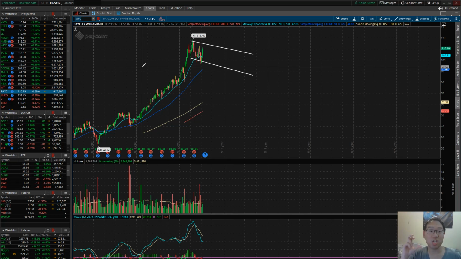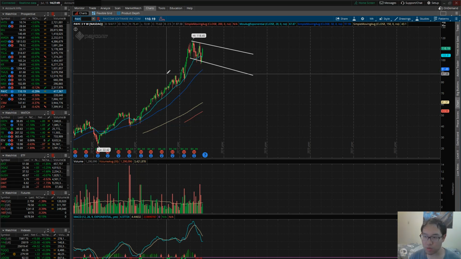Note that I have not changed these support and resistance lines. And this goes to show the patterns that we've been calling out so far, even though we just started this channel, have been pretty accurate. So I wanted to first revisit PAYC.